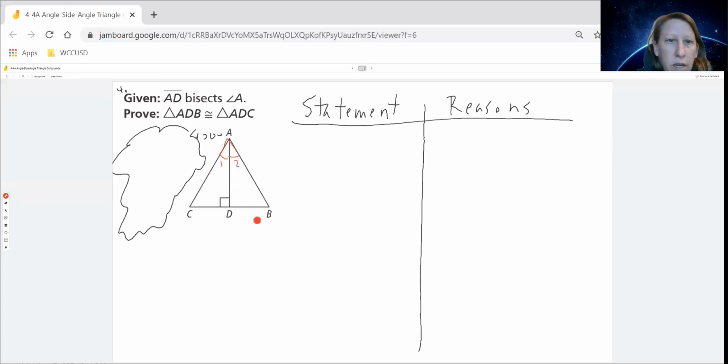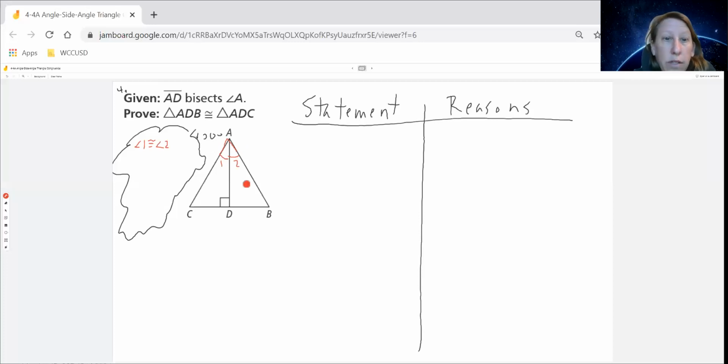Okay, so I know somewhere in my proof I'm going to be writing angle 1 is the same as angle 2. Okay. All right, that's good. That's going to be one of my statements here. All right, what else do we know?